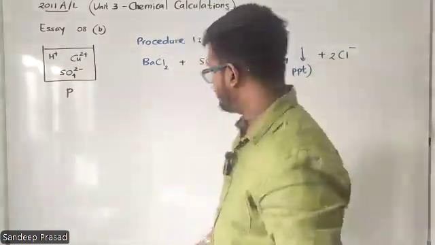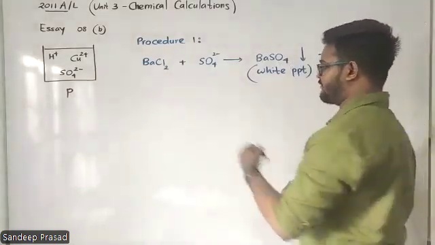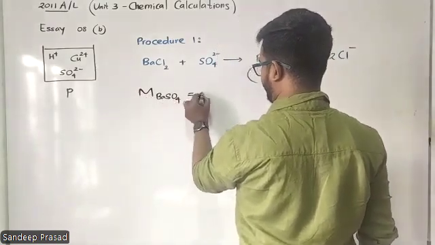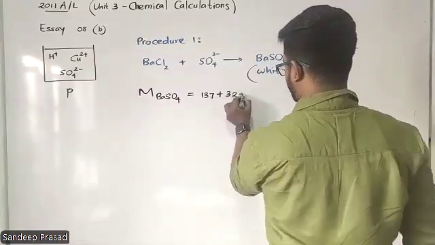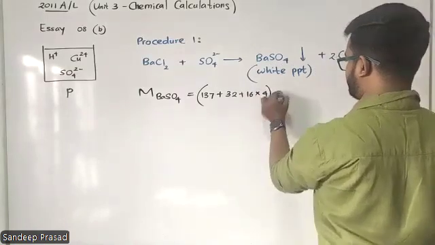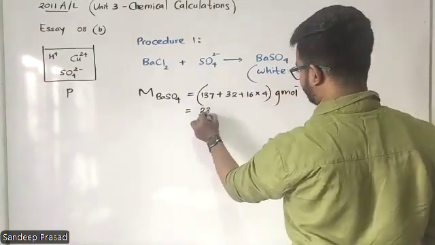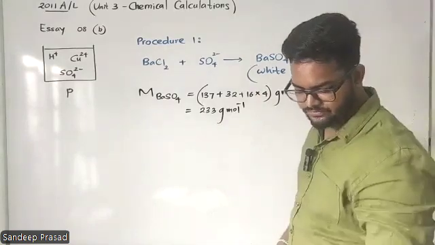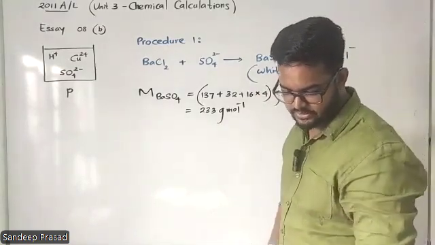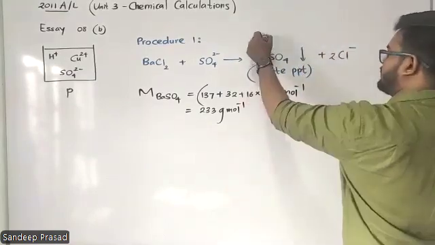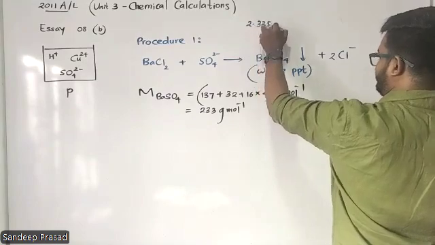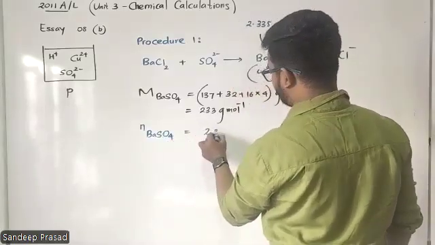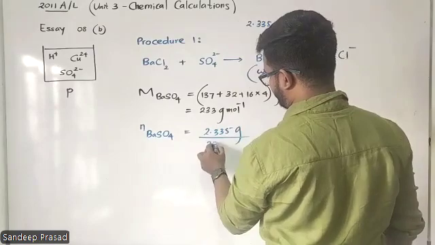Very easy, right? Friends, now we know that barium sulfate, first of all, what is the molar mass of barium sulfate? Barium 137, sulfur 32, oxygen 16 into 4, grams per mole. So when you take the summation, this is 233 grams per mole, right? They have given that the mass of barium sulfate precipitate that they obtained was 2.335 grams. Then you can find out the number of moles of barium sulfate. Mass is 2.335 divided by 233 grams per mole.